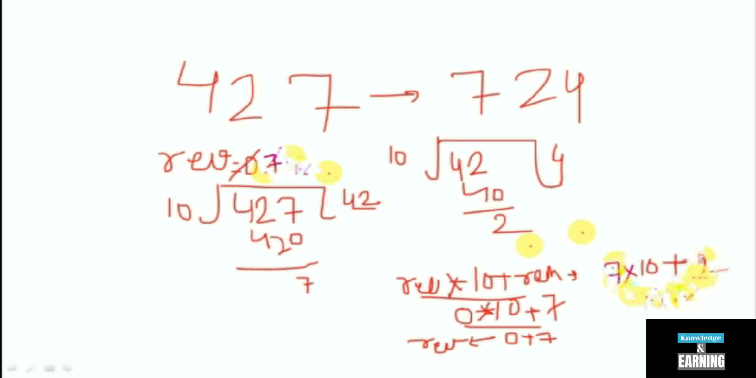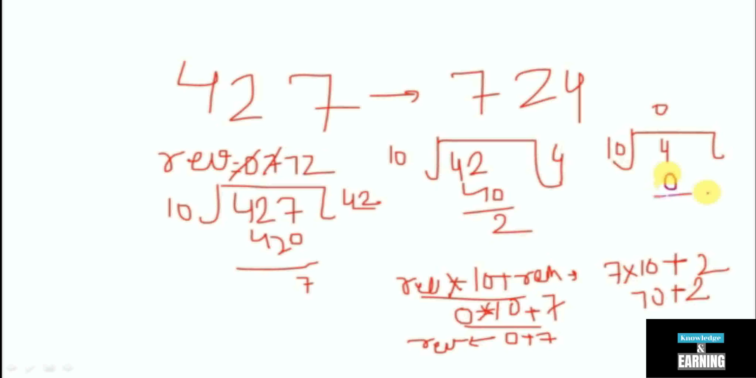Last step is our previous quotient will become the current dividend, divided by 10. We can't divide 4 by 10, so 10 zeros are 0 and we will be getting 4 as the remainder. So do this step one more time. Okay, the reverse is currently 72 according to this, multiplied by 10 plus the current remainder, that is 4.